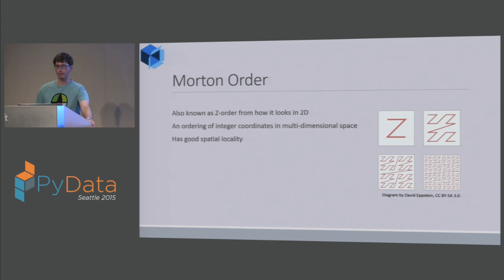So Morton order, also called Z order, because if you pick your axis a certain way, it looks like a Z. It's basically a way to order integer coordinates that has some really nice spatial behaviors. And in particular, it tends to make points that are close together in space, in 2D space in this case, be close together in your 1D linearized version of your points.